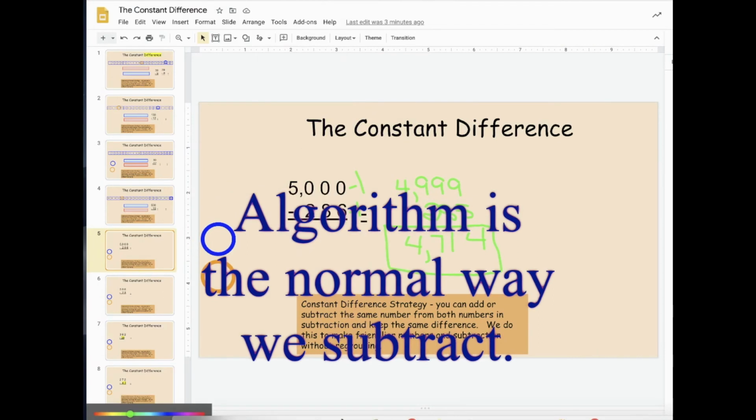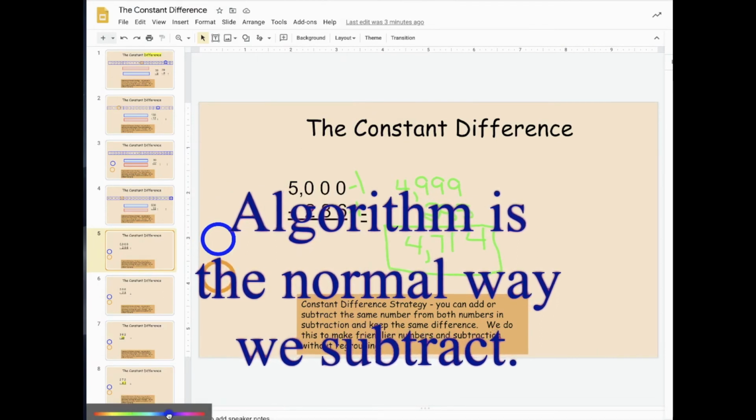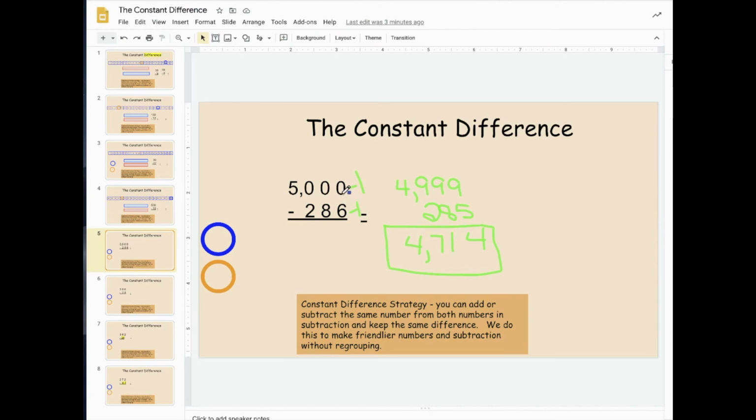So now let's try it with the algorithm. I like the algorithm too, but you have to be very, very careful and remember how to regroup. I cannot take 6 from 0. Can't do it. You have nothing, no ones to take 6 away. So I go over here to borrow from the tens. There's no tens for me to borrow. So I go over here to borrow from the hundreds. There's no hundreds for me to borrow.